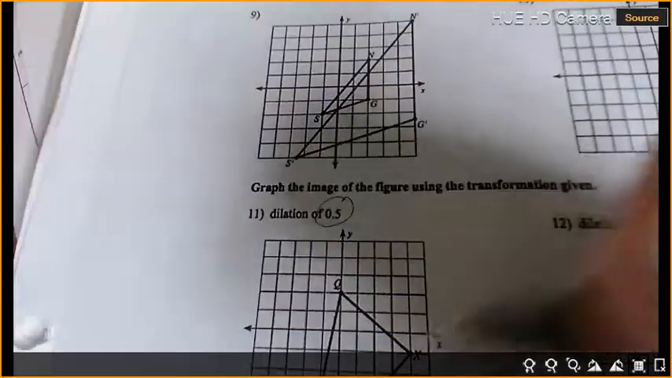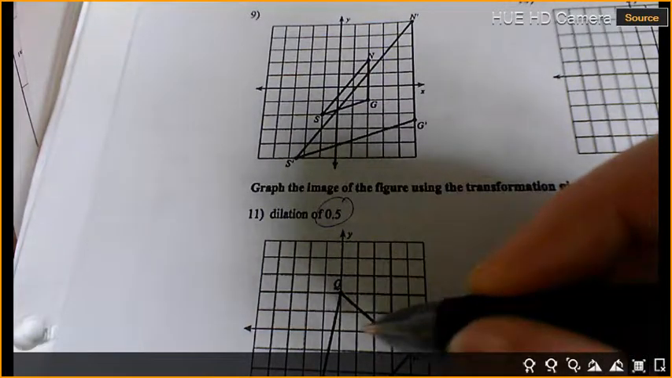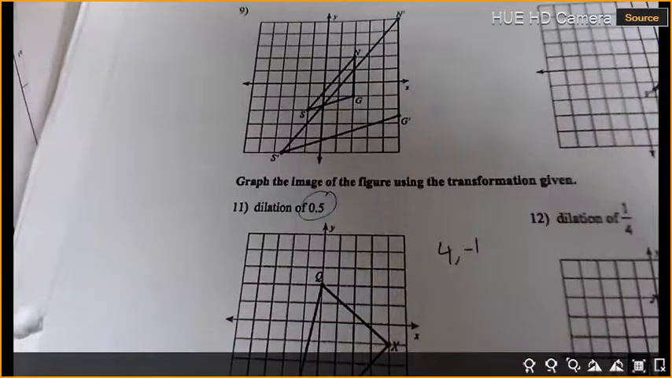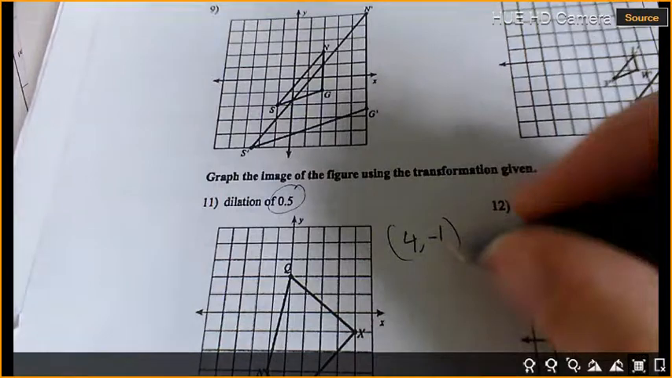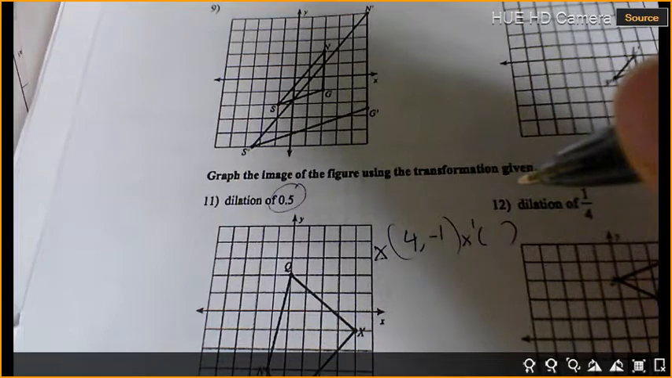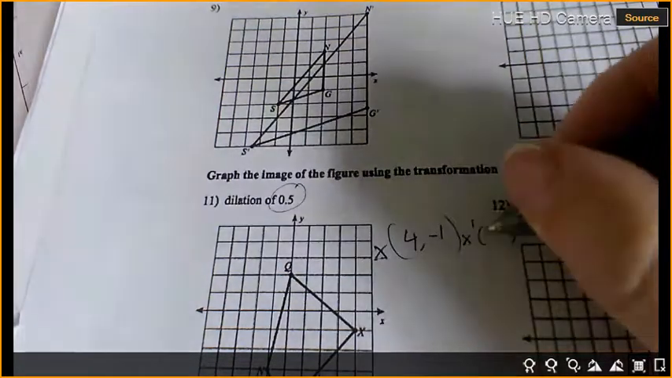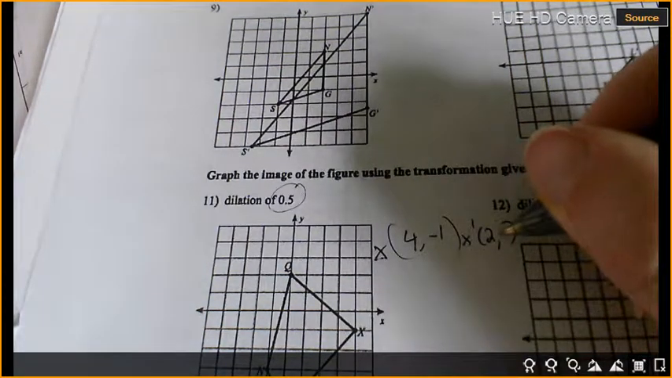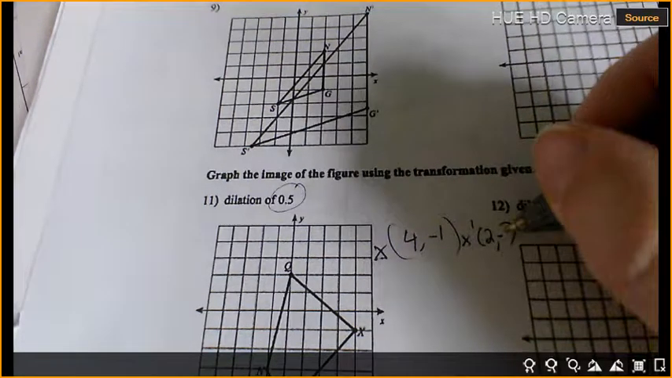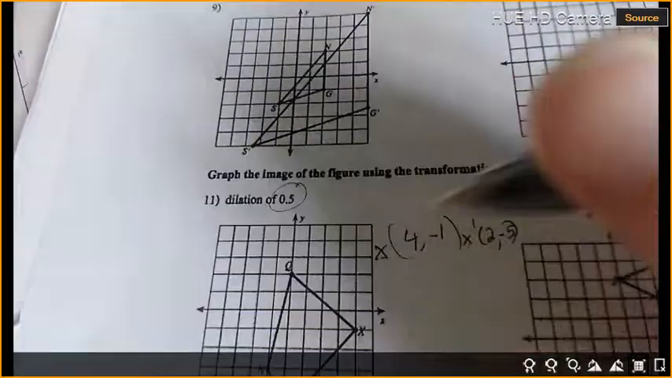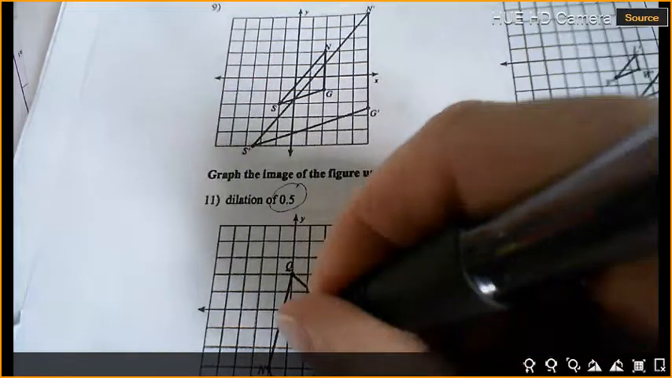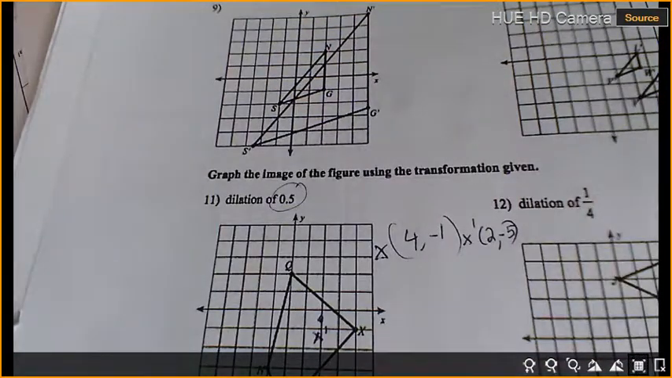So if I look, I'll just do it with x. X is 1, 2, 3, 4, -1. If we times both of those by the dilation, which is 0.5, my new x would be, instead of 4, it would be 2. And instead of 1, it would be negative. Oops, that's -1. Yep, it'd still be -0.5, right? So my new x would be 1, 2 here. Okay.